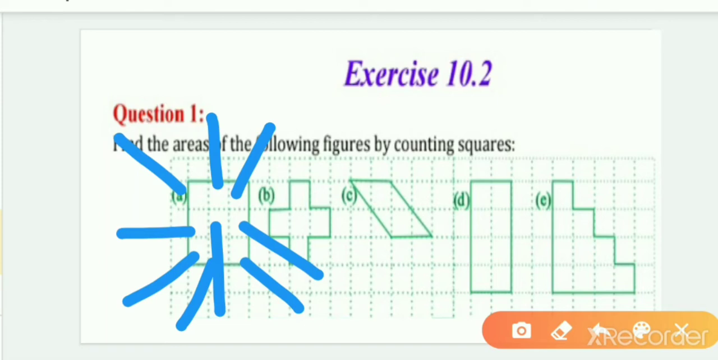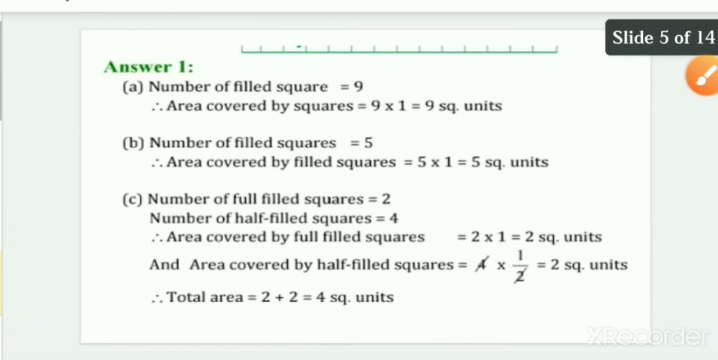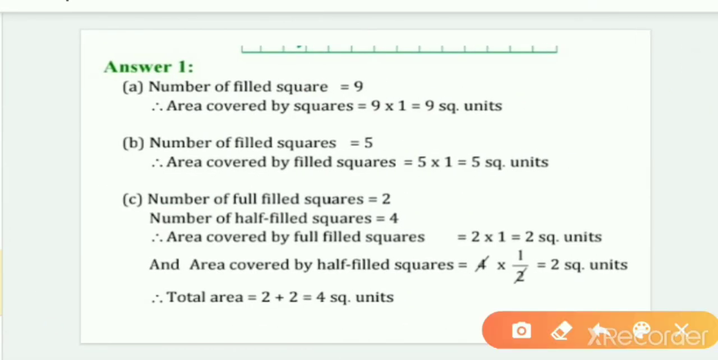It means the area of 1 square box is 1 square unit. The number of filled squares we have is 9. Therefore the area covered by the squares will be 9 multiplied by 1, because 1 square has an area of 1 square unit. So 9 into 1 is 9 square units.